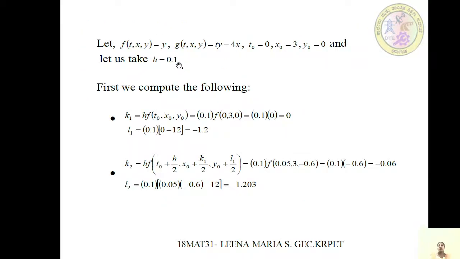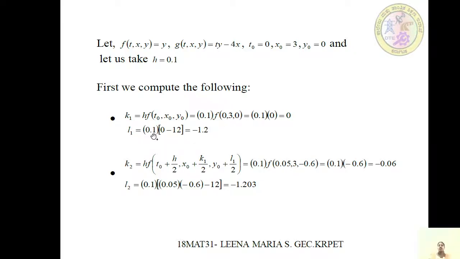0.1. So h is nothing but 0.1 minus 0, so I will get h is 0.1 here. So K1 formula: K1 equals h f of t naught, comma, x naught, comma, y naught. 0.1 into f of t naught is 0, x naught is 3, y naught is 0, equals 0.1 into again that is your value of this part here, that is y here. So 0.1 into 0 which is nothing but 0.